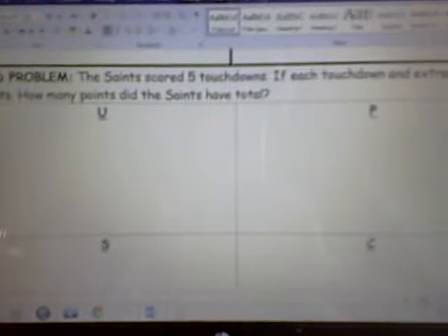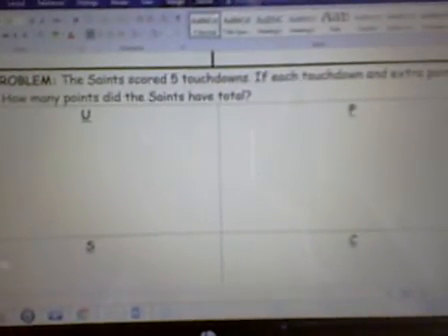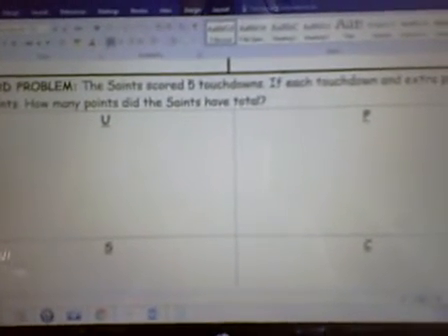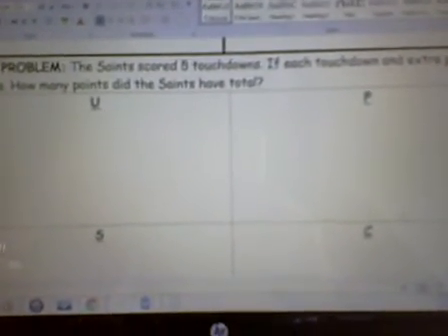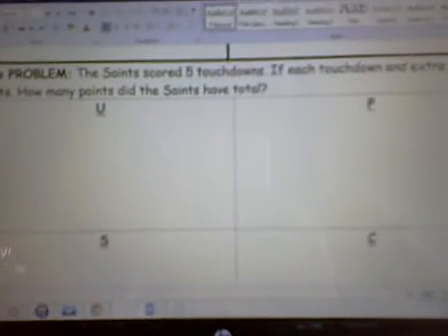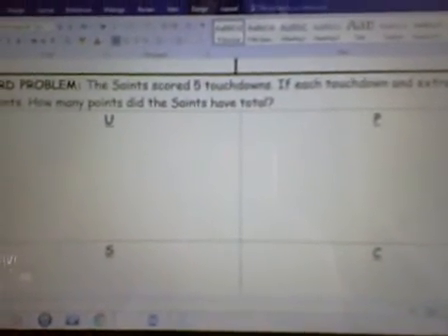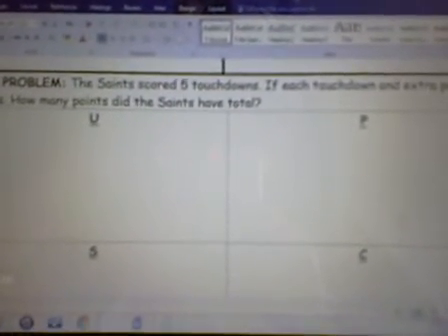Okay, in your word problem, we have the Saints scored 5 touchdowns. If each touchdown and extra point were 7 points, how many points did the Saints have total? Oof, I love this word problem. Plus, it's a real-life word problem. And you know my Saints are scoring mad touchdowns.